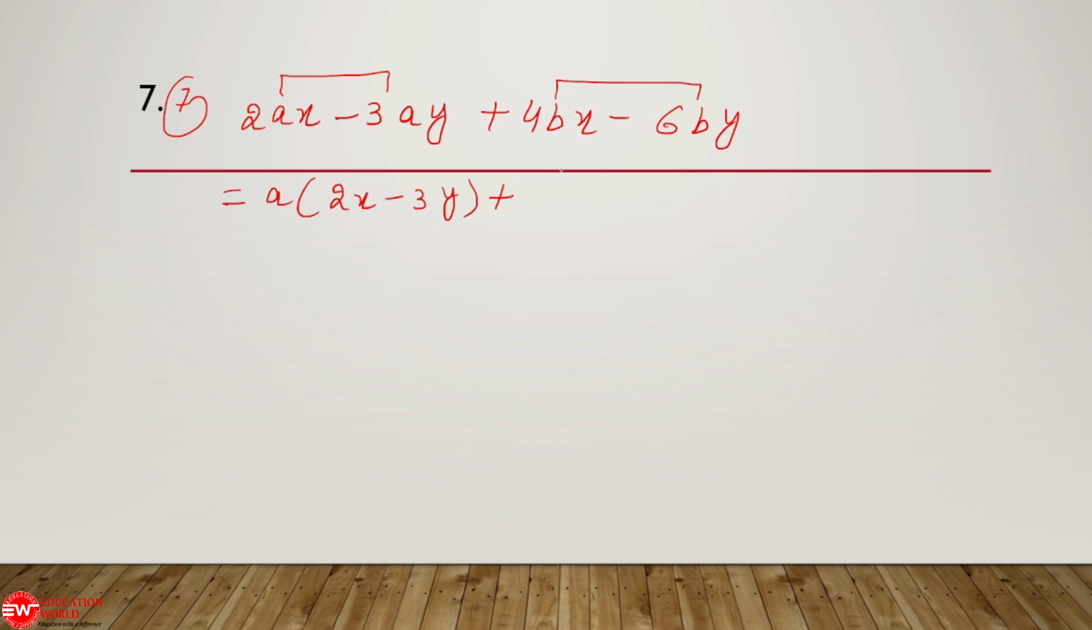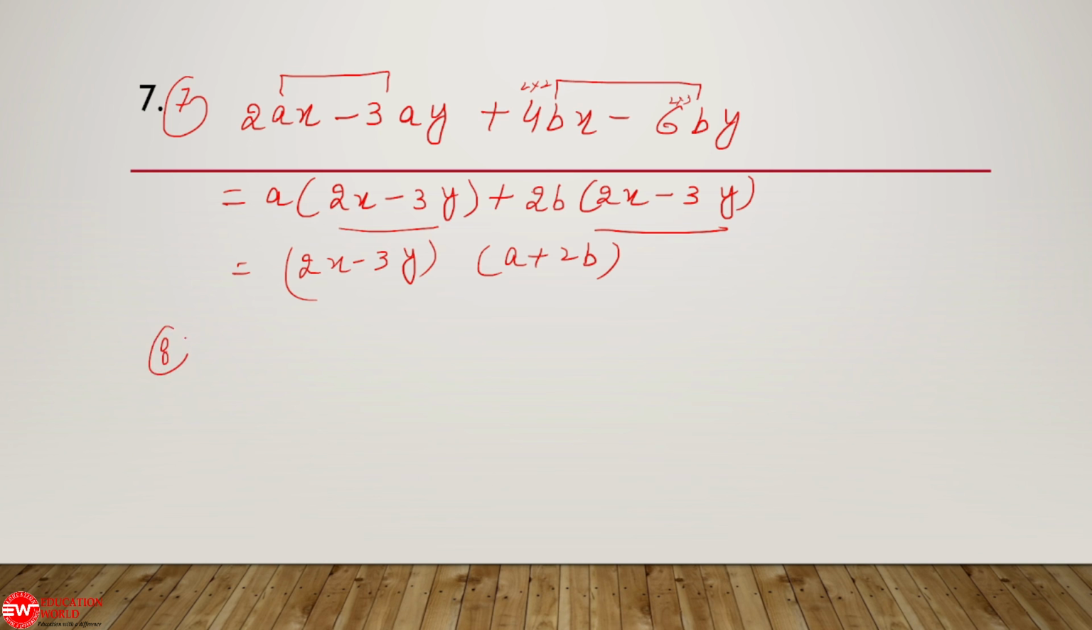Here 2 is common because numerically it is 2 into 2, this is 2 into 3. So 2 is common and b is common. So what is left out? 2x minus 3y. So again the brackets are the same. See here, so many questions we have done till now, and what are we getting? We are getting the same brackets. So for that, this will be the common, and here a plus 2b.